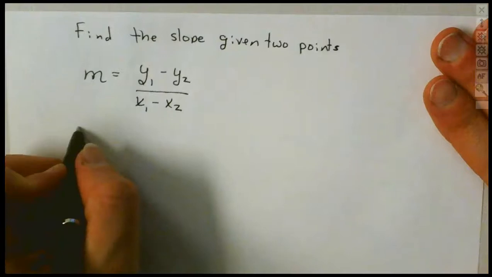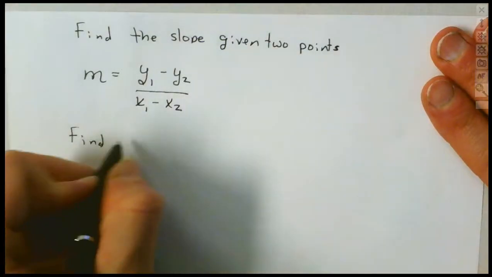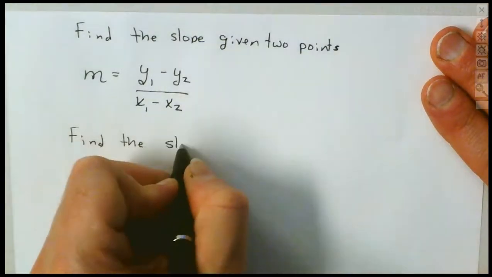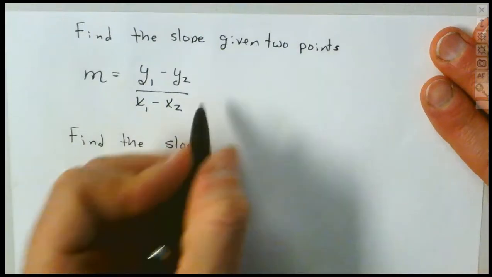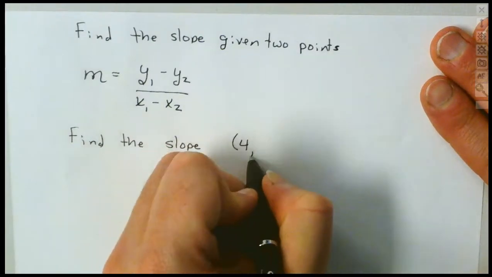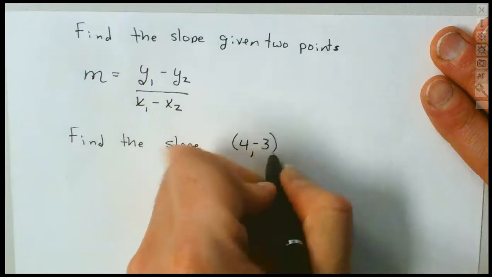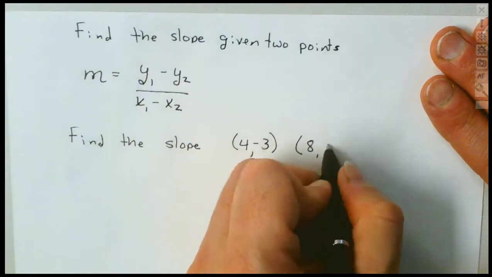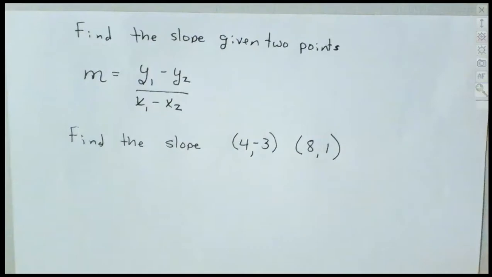So let's go ahead now and find the slope. And let's say you're given (4, -3) and (8, 1). I want you to find the slope. Well, if we want to use this formula, we've got to have 2 points, which we currently have. And we need to label these points.